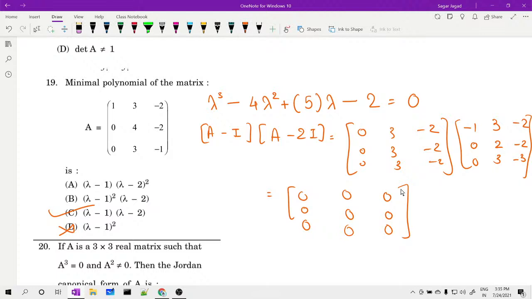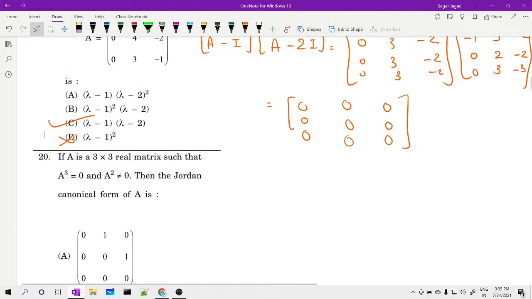So option C is correct because it is satisfying, but it took too much time. That was not expected.